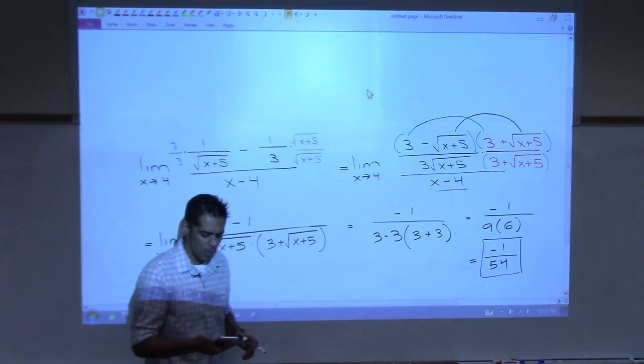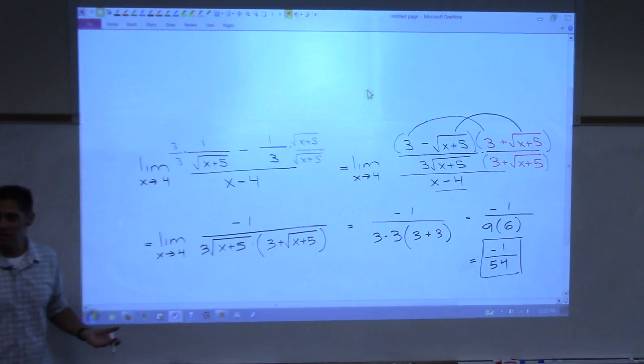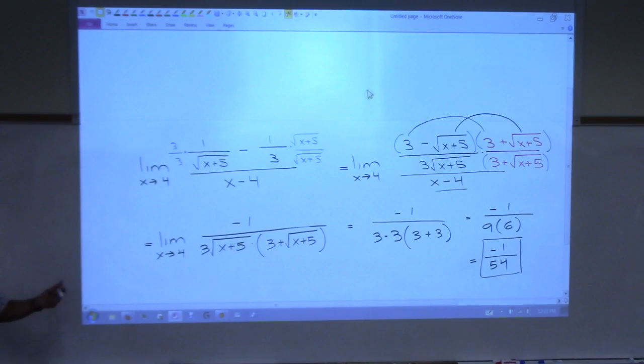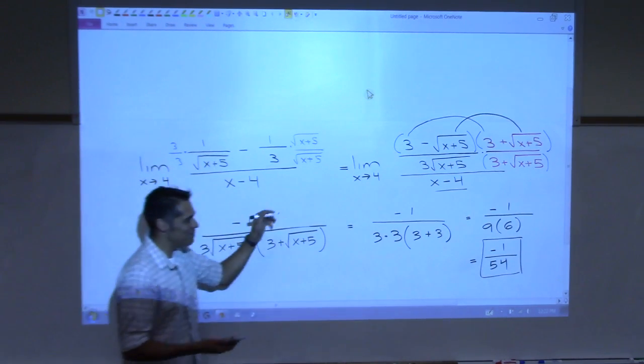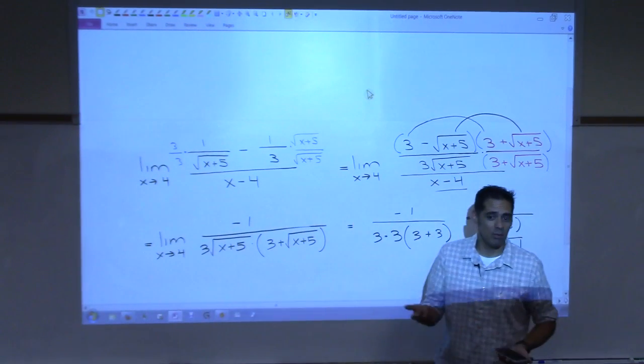See, it's just algebra on steroids. How much of this was calculus? I mean, honestly, how much of this is calculus? Writing the limit in the front the whole time? Honestly, I told you that.